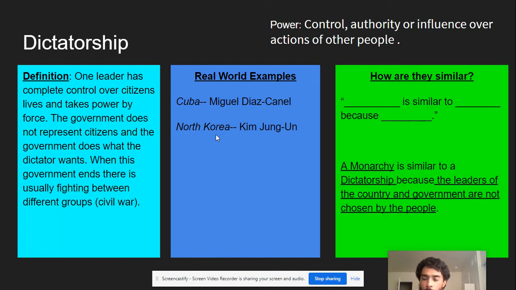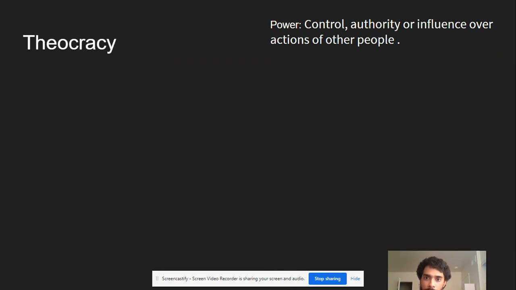Okay. Now I want you to answer the question: how are they similar? How are dictatorships and monarchies similar? Here is my response. You're going to come up with your own. A monarchy is similar to a dictatorship because the leaders of the country and government are not chosen by the people. Okay, now you answer the question.